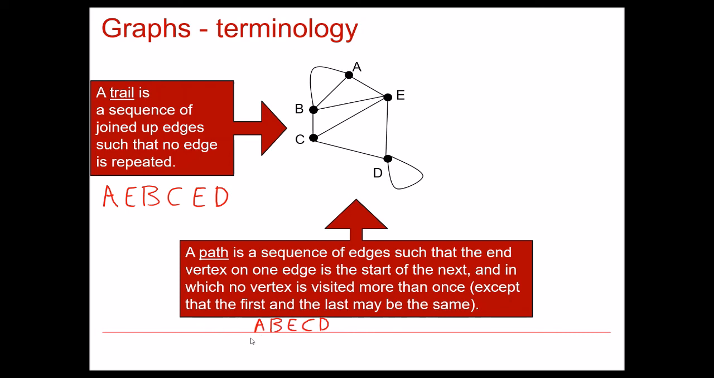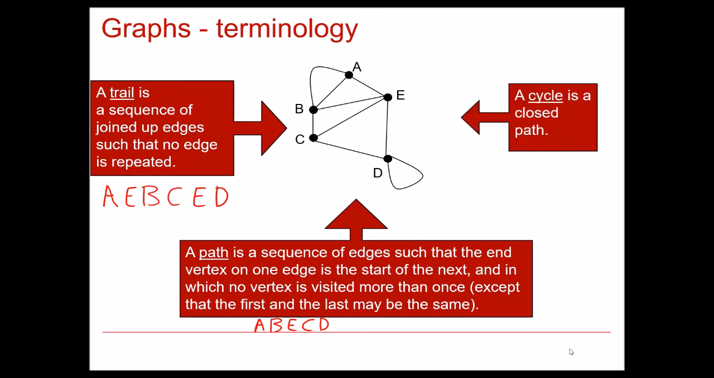This is an example of a path. A, B, E, C, D. If we follow that, we see that we're starting at A, going to B, to E, to C, to D. We're following that path. We're never repeating the same node again. You are allowed, however, if you want to, for the first and last nodes to be the same. However, if that happens, then it's actually got a special name, which is a cycle. So a cycle is a closed path.